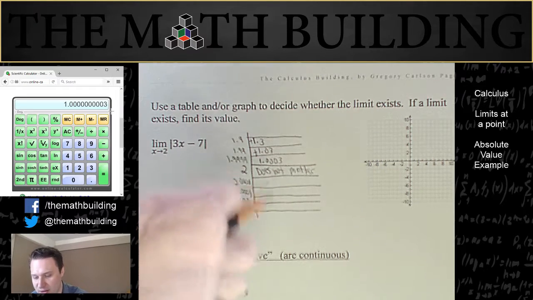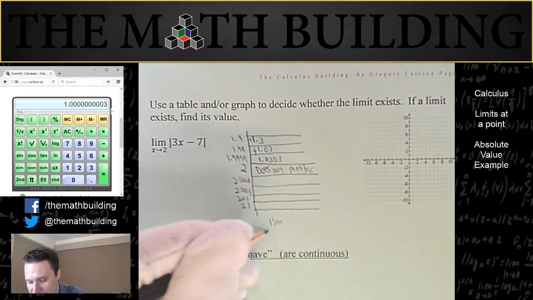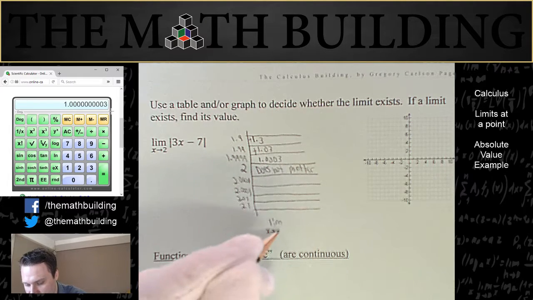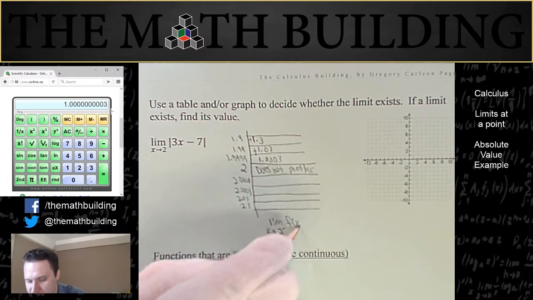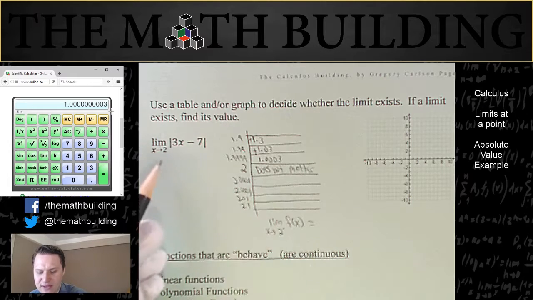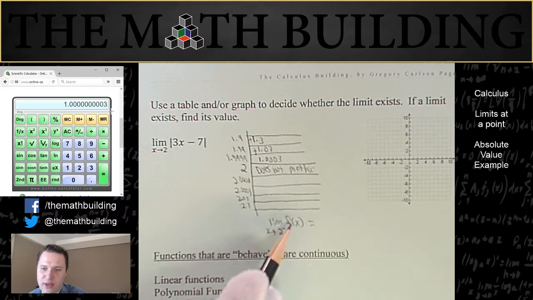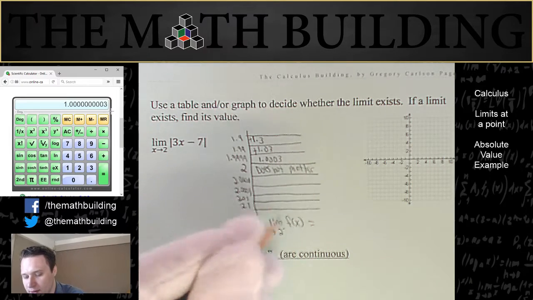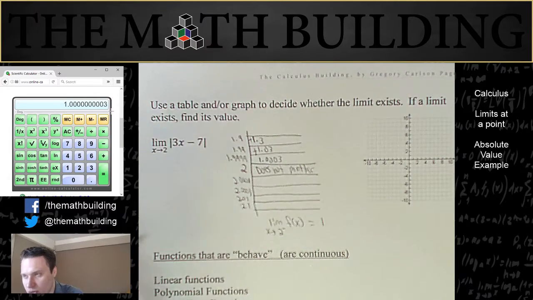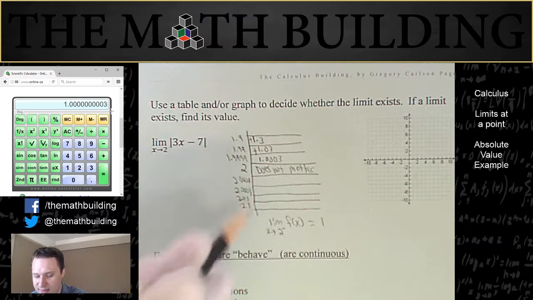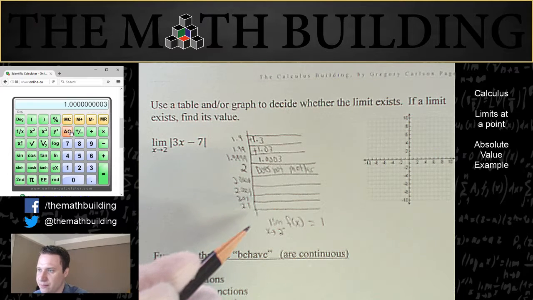So I would say it looks like the limit as x approaches 2 from the negative side. And by the way, if you don't want to write f of x, you can write the actual function right there: absolute value of 3x minus 7. That'd be fine. So as we approach it from the negative side, it sure appears to be approaching 1. Let's see how we approach from the positive side.